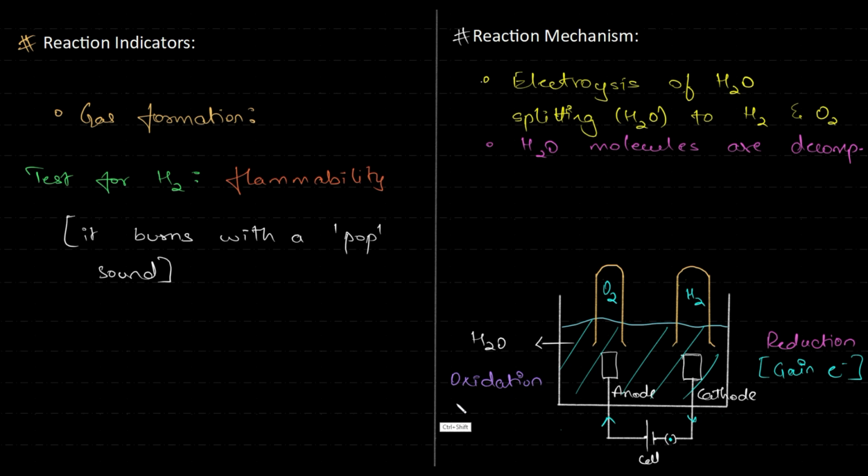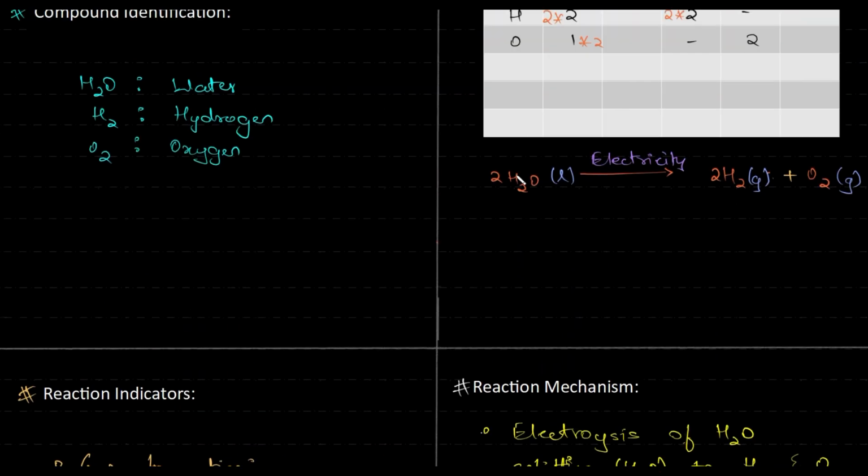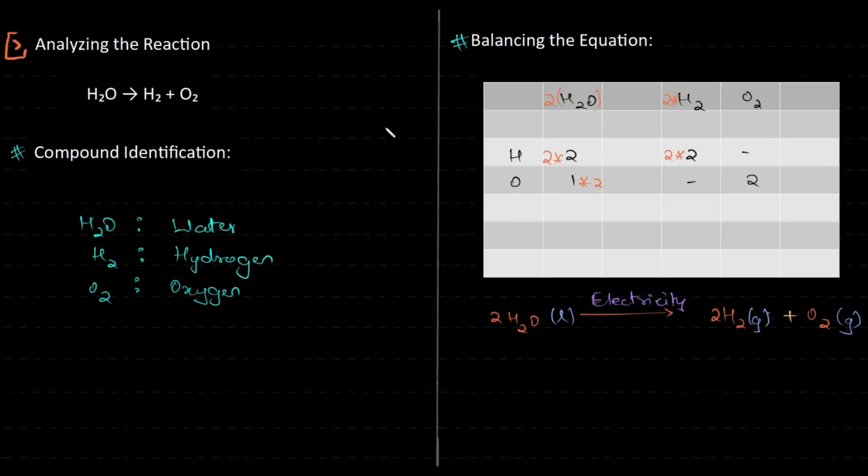Now, obviously, this is the opposite of gaining of electron. This is loss of electron. This process is called oxidation. When they lose electron, they form oxygen gas, basically. Okay, guys. So this is the basic idea of what is happening with your water when we pass current through it.